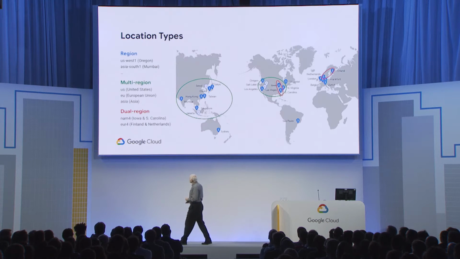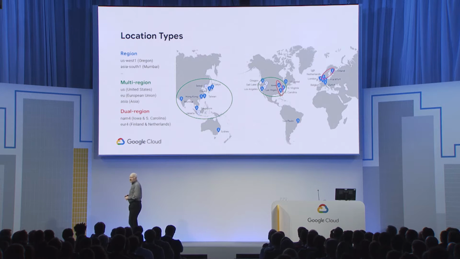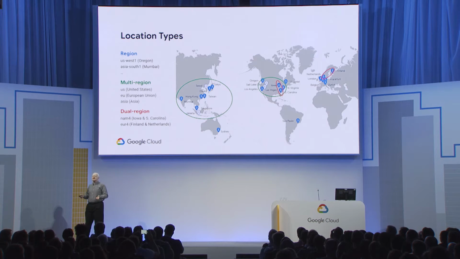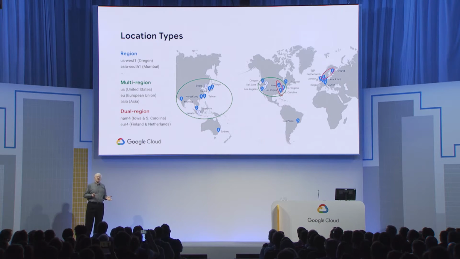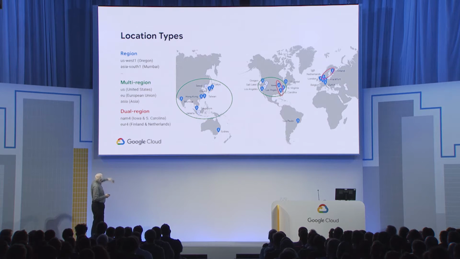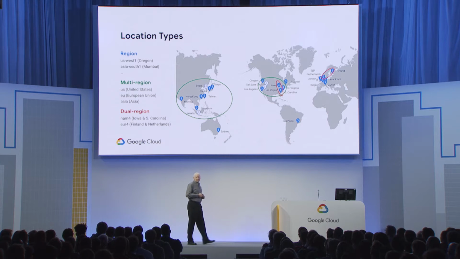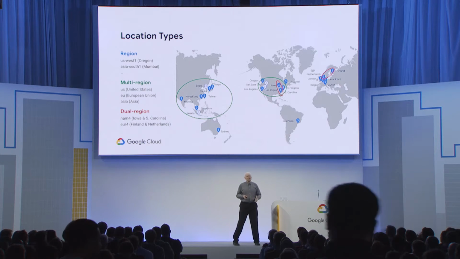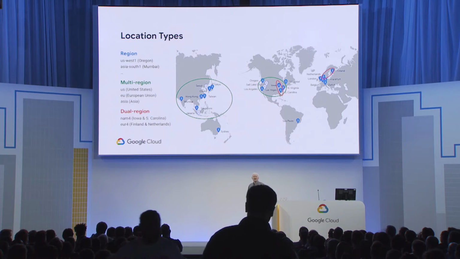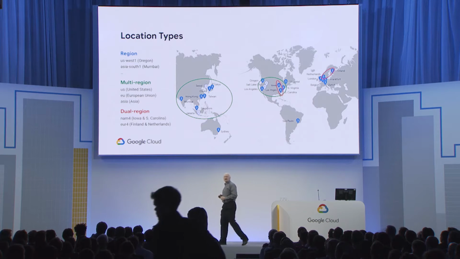So let's talk a little bit more about these different locations. Right? Your locations, as I mentioned, are regional, multi-regional, and dual-regional. Right? Our regional locations are located around the world. They comprise multiple zones in a single area. Multi-regional are continental locations.